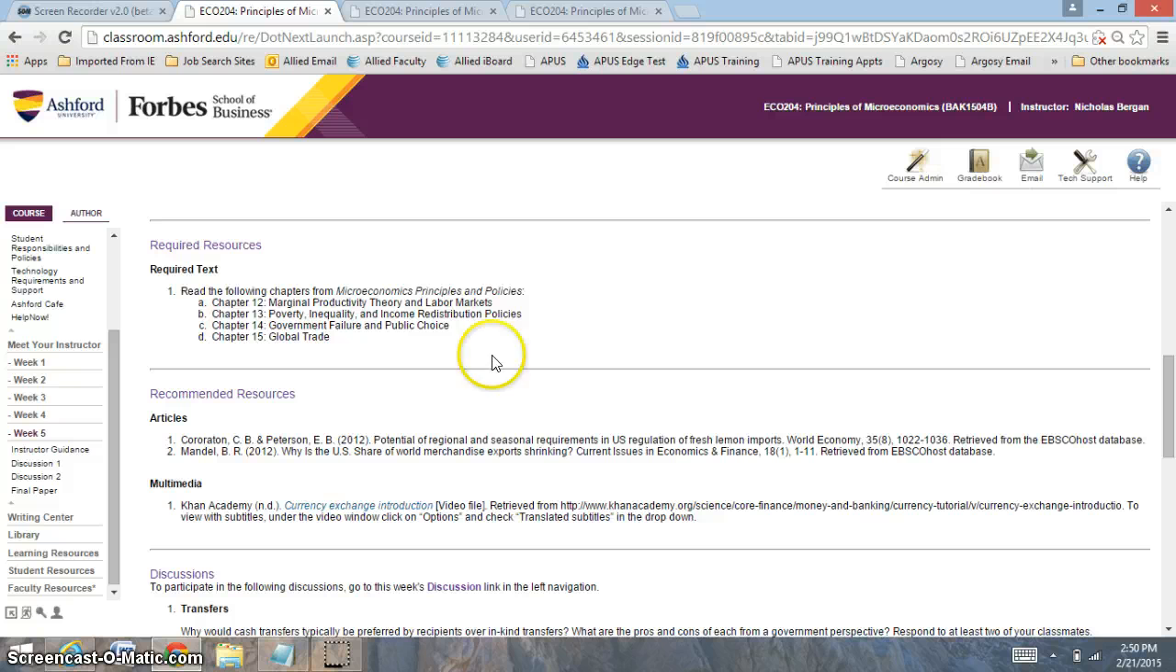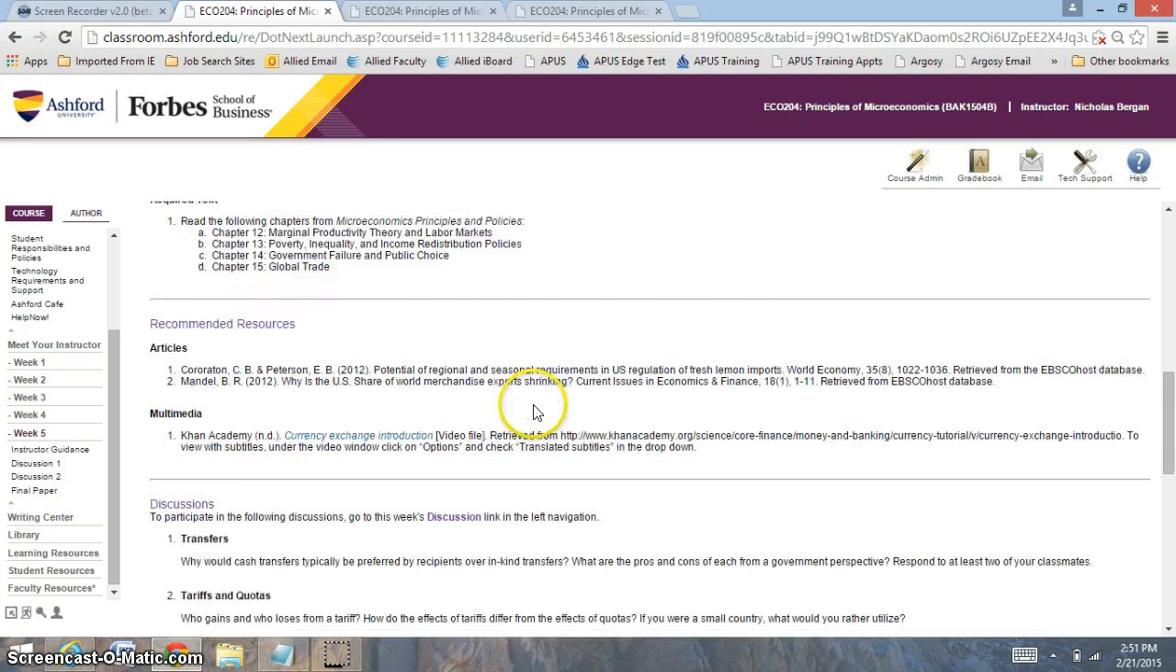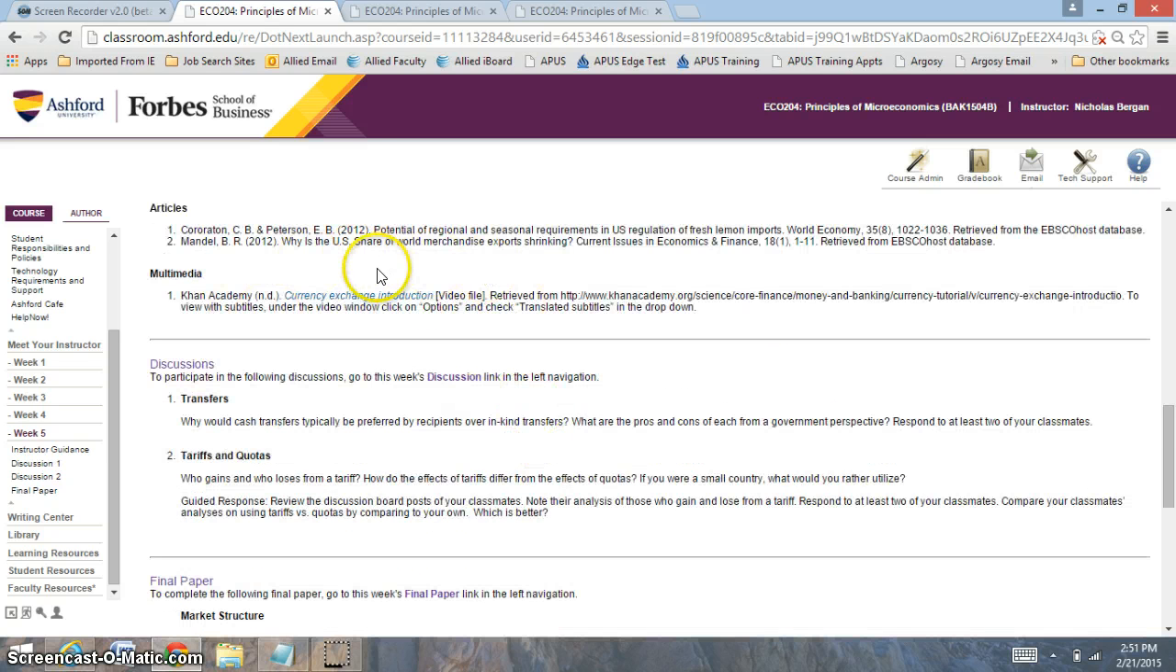So for this week, you're going to be reading chapters 12 through 15. I've posted some interesting articles. Here's the multimedia that you could look at with the exchange rates. And here's 2 discussions that we're going to be looking at.